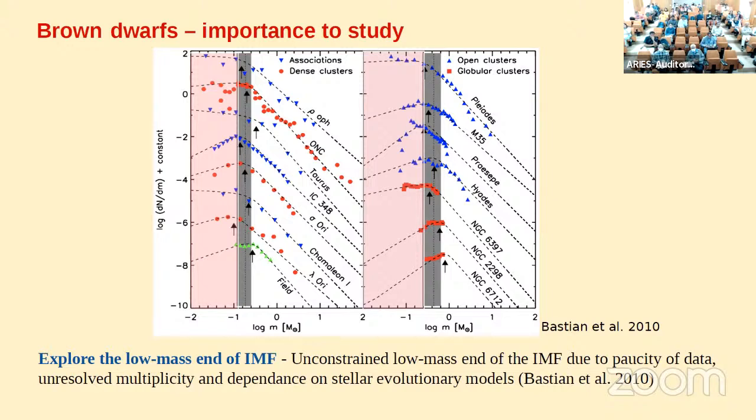This is due to the paucity of data due to unresolved multiplicity, and also due to dependence on estimating the mass based on various stellar evolutionary models. So to understand a star forming event and its dependence on the environment, we need a better understanding of the IMF, for which we need the complete census of the substellar objects in the region. So these are some of the key factors which motivate us to carry out a study on these objects.